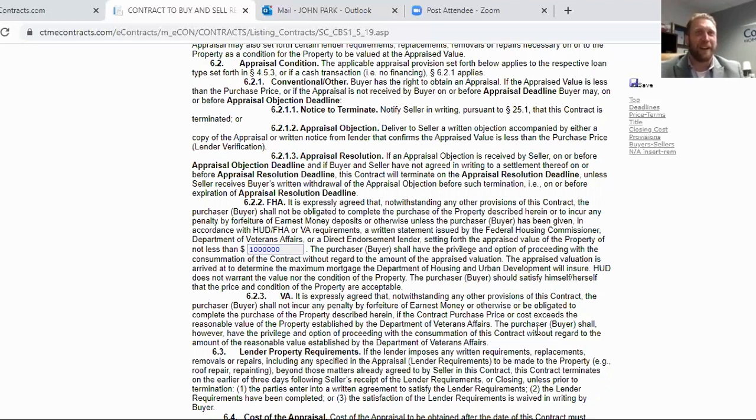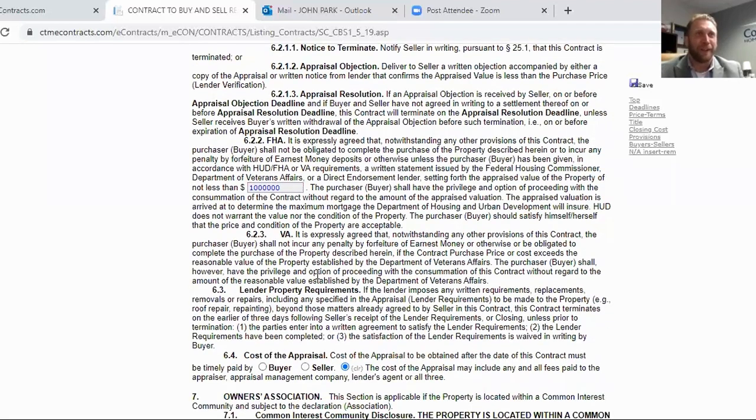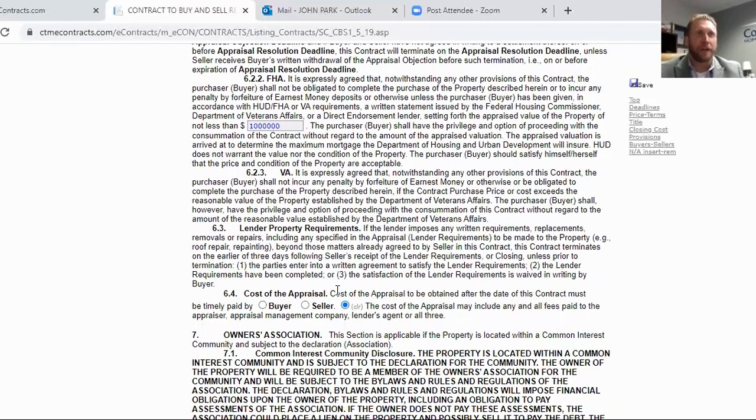Okay. VA has the same rights as FHA. So if a property does not appraise on a VA deal and it's past your appraisal objection and resolution deadline, that does not matter for VA and FHA loans, because you're going to sign an amendatory clause that allows them to do such. Okay. 6.4 determines who's going to pay for the appraisal, whether it's the buyer or the seller.